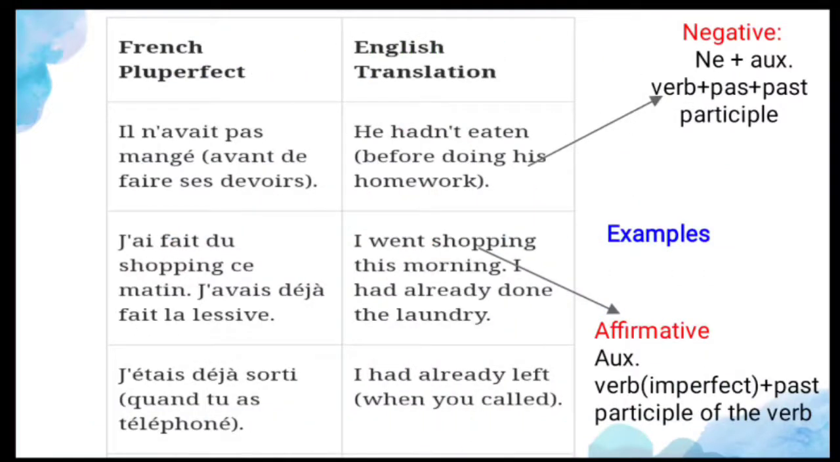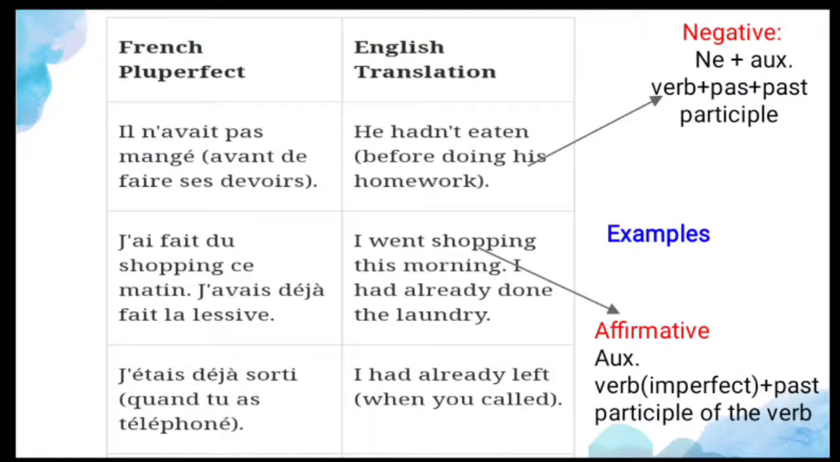Let's see some examples. This is the French plus-que-parfait, and this is the translation of that. And see, il n'avait pas mangé avant de faire ses devoirs. So here the verb is what? Manger. The manger verb is not in those 16 verbs, so you can use the avoir verb only. So he had not eaten before doing his homework. See, this is the formation in negative: ne plus auxiliary verb, that is the avoir verb conjugation in imperfect, plus the past participle of the verb.